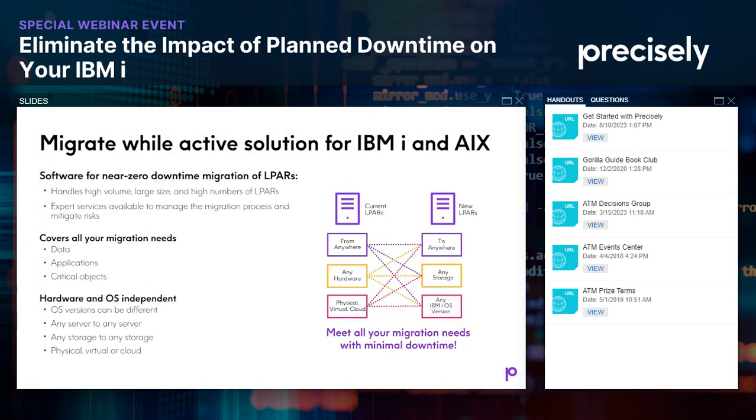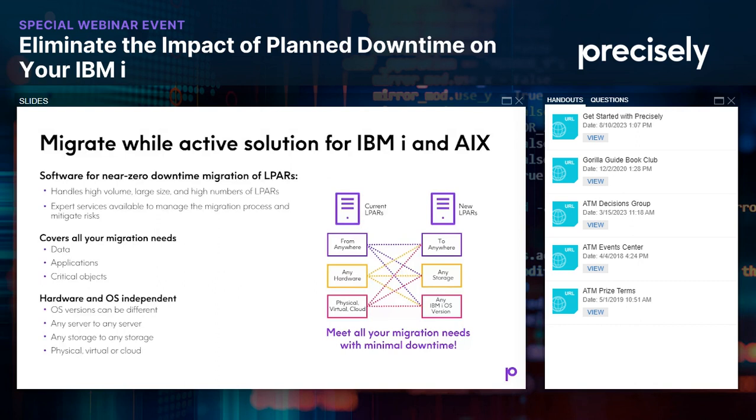We can go from any hardware to any hardware, right? Whether it's physical, virtual, cloud, or a combination thereof. It doesn't even have to be just one-to-one. It can be one-to-many. There's so much flexibility because not every infrastructure is the same, right? And it covers everything that you would need: your data, your application, your critical objects.